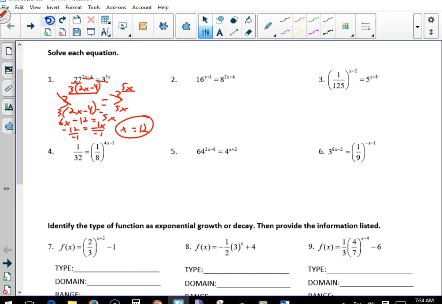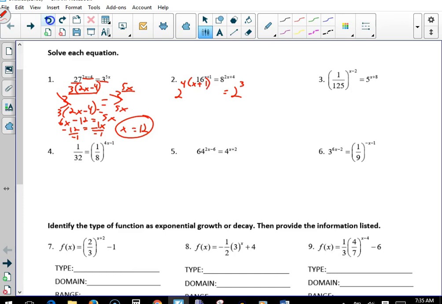Okay, number 2. A common mistake here is to say, oh, 16 is 8 times 2. So we have 8 times 2 and 8. That's not what we're talking about. We're not talking about multiplication facts. We're talking about exponents, powers. So 16 and 8 both come from the same number. Okay? 2 for each of them. Now 16 is 2 to the 4th. 8 is 2 to the 3rd.